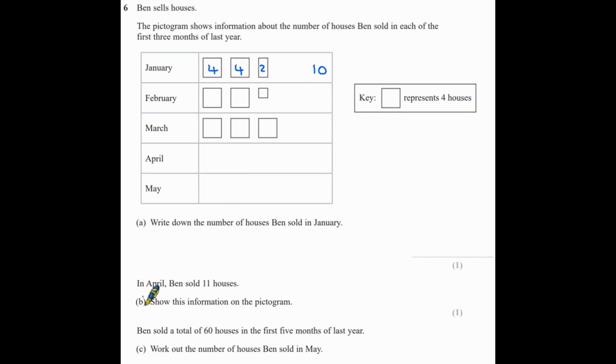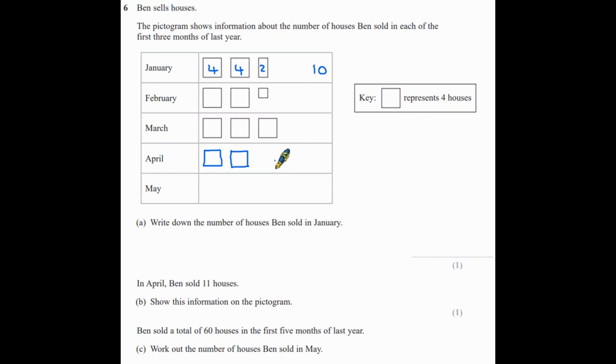In April, we are told he sold 11, and we have to show this information on the pictogram. So what are we looking at doing? We're looking at representing 11 on here. So, quite carefully, we need to draw one box here. That's going to be 4. Then we have another box which is going to be 4. Now, we need to fit 11, and if I draw another box, that would be 12.